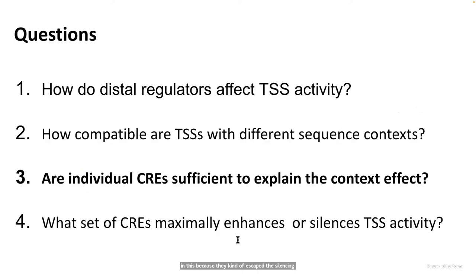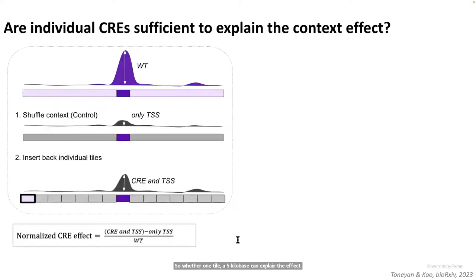Okay, so moving on from this coarse grain whole context perturbation to higher resolution 5 kilobase tile perturbations, we can ask whether individual crees, which we define here as 5 kilobase sequence elements, are sufficient to explain the previously observed context effects. So whether one tile of 5 kilobases can explain the effect of the whole context. To test this within a sequence of interest, we shuffled everything except for the central 5 kilobase tile. And then we systematically reinserted the original 5 kilobase tiles at their original positions and measured the difference between the wild type sequence predictions and the perturbed sequence predictions.